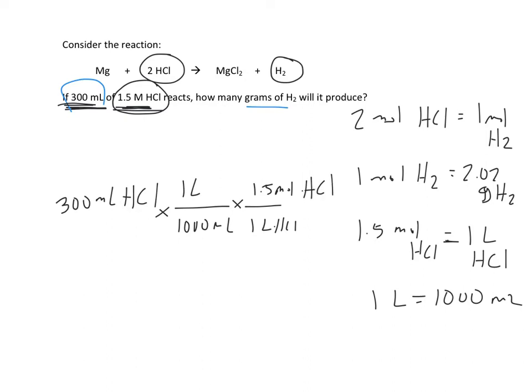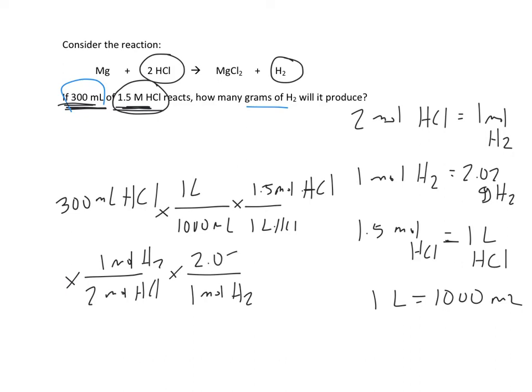Now we've got to get to H2, so I'm running out of space, so I'm going to write down here. For every 2 moles of HCl, I'll get 1 mole of H2. And then for every 1 mole of H2, there are 2.02 grams of H2. So that's our setup. Just a little bit longer of a dimensional analysis problem. And then we're just going to multiply that all out. So once we do that, we will get an answer of 0.45 grams of H2. And that's pretty much it.